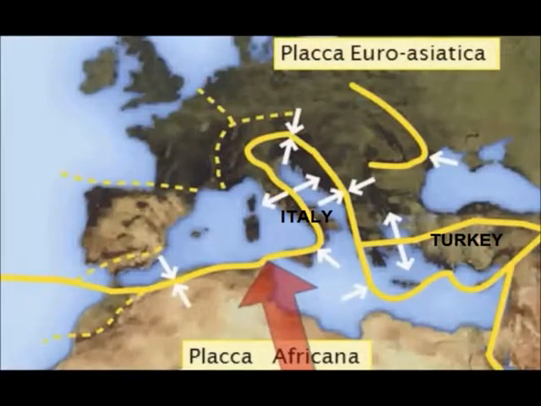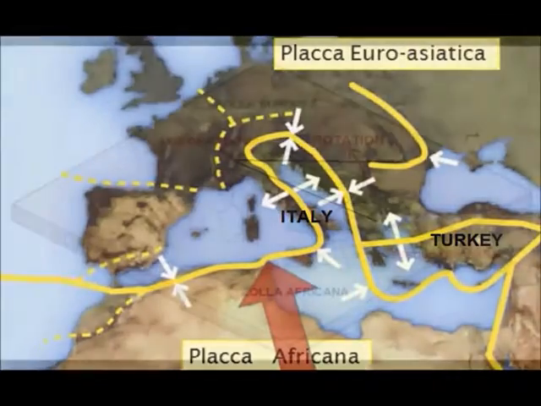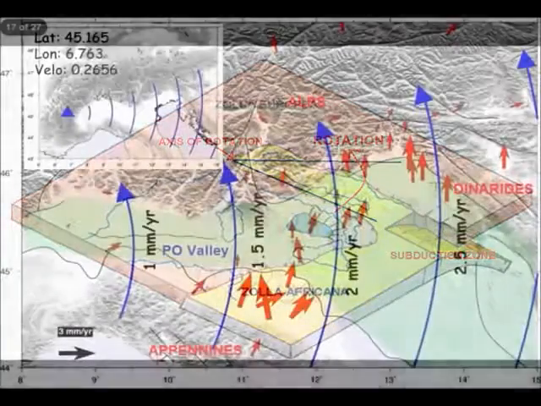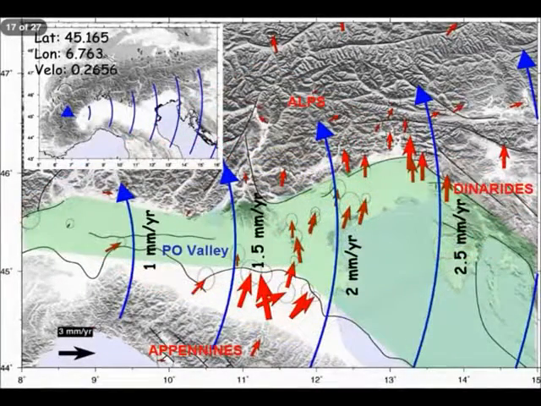As regards Italy and the Adriatic plate, we can say that southern Italy moves towards northeast for 5 mm a year. The oriental part of the Po Valley moves 2.5 mm a year. This fact causes a rotation of Italy counterclockwise.